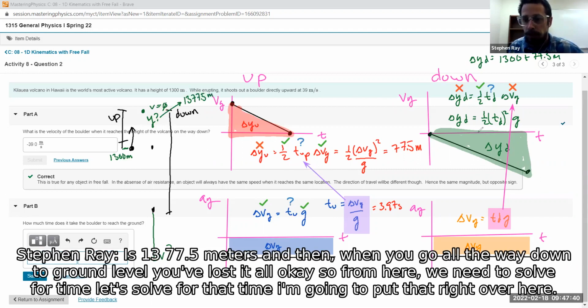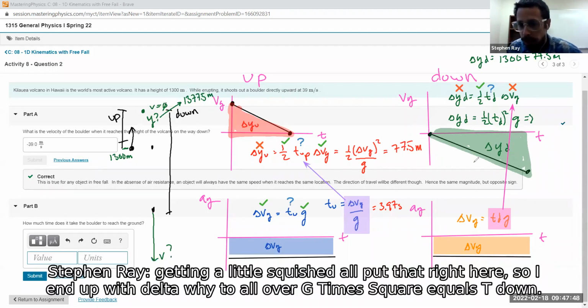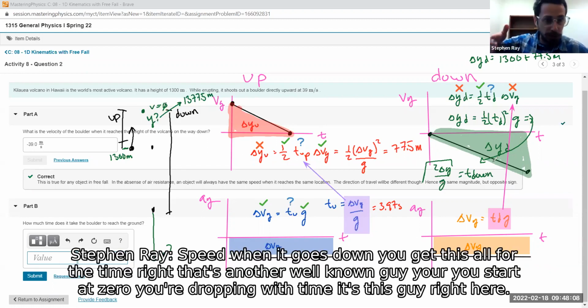Okay. So from here, we need to solve for time. Let's solve for that time. I'm going to put that right over here. Getting a little squished. I'll put that right here. So I end up with delta y2 all over g times square root equals t down. It's something we've had before. That's another thing in the free fall. We solved this question. I think it was the first problem. What is the time it takes to go down, or what's the speed when it goes down? We had to solve for the time, right?